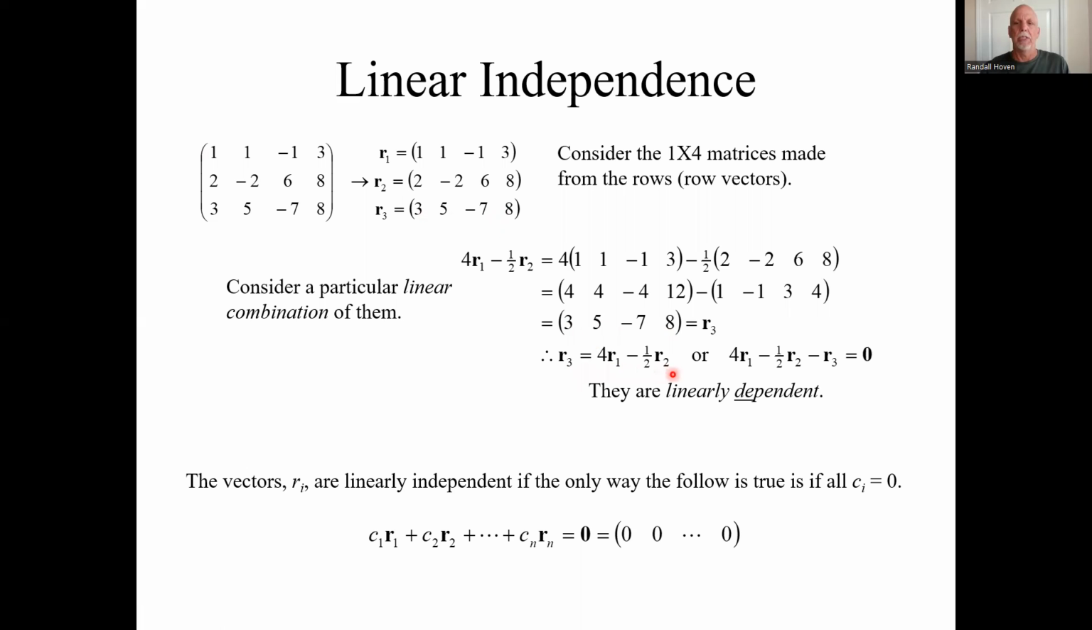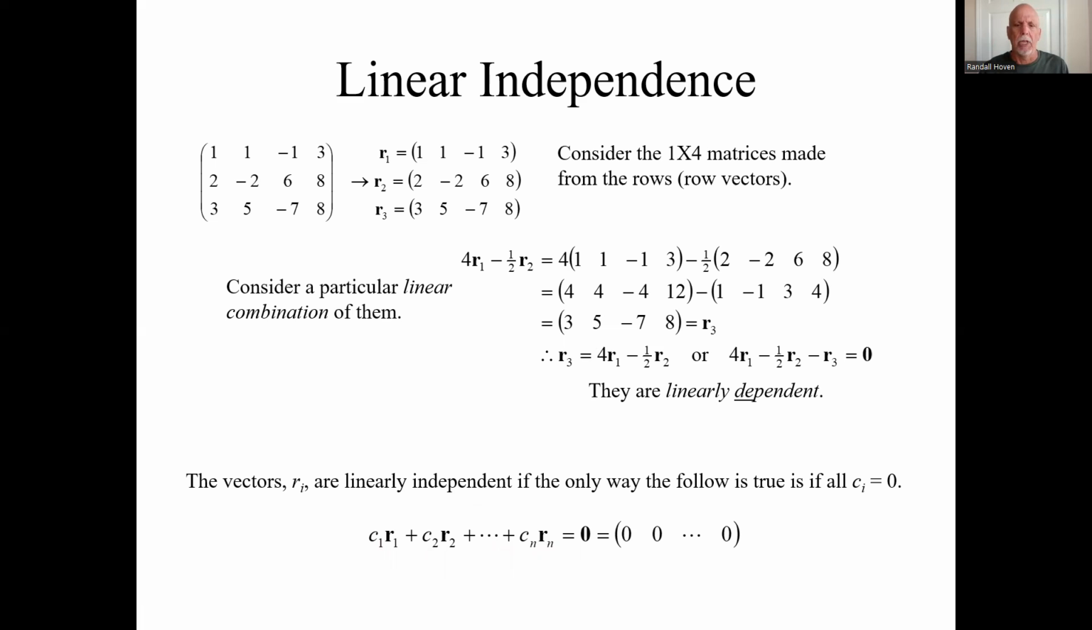So row 3 is a linear combination of rows 1 and 2. Or I could express it this way: they are linearly dependent. I could express any one of them in terms of a linear combination of the others. We say they're linearly independent if the only way this expression is true is if all these coefficients C are zeros.